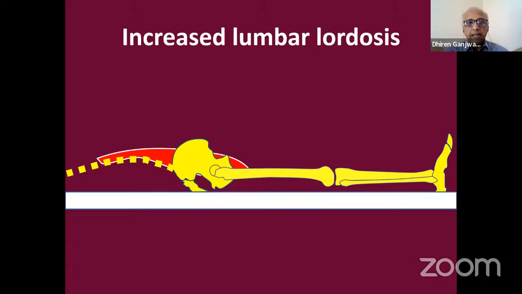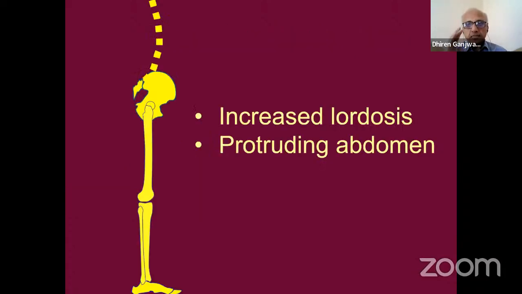When the same child gets up and is in a standing posture, you can see that the pelvis is tilted anteriorly, it's forward tilted, and that results in increased lordosis. And when you look at this child, their abdomen is protruding. So these are the signs which tell us that probably there is a problem at the hip flexors.